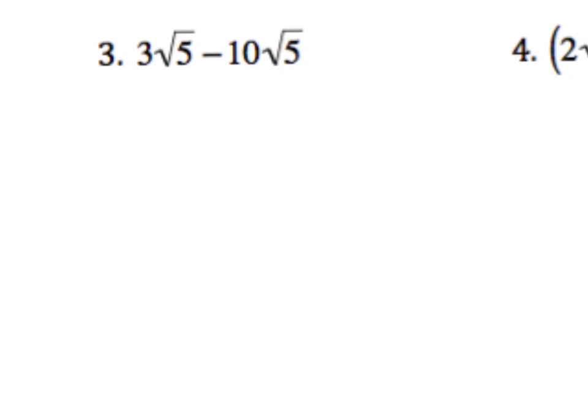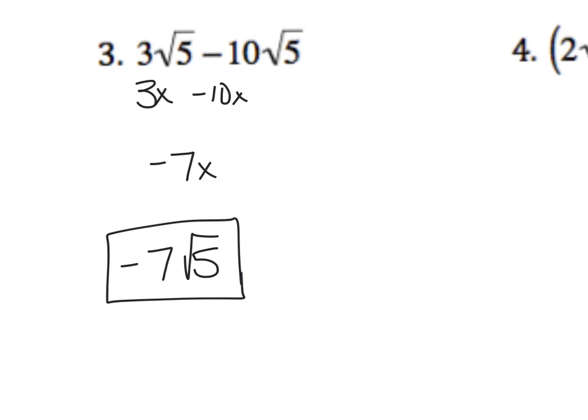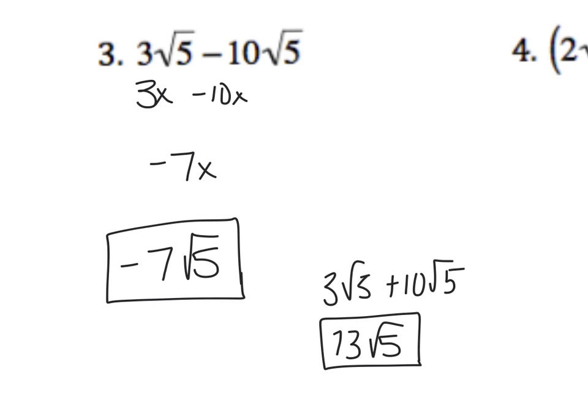Okay, number 3, when we're adding or subtracting radicals, all you do is act like it was variables. If it was 3x minus 10x, you're going to call this negative 7x. Well, if it's 3 radical 5 minus 10 radical 5, you're going to call it negative 7 radical 5. Nothing inside the root changes, okay? Even if it's addition, if this was 3 radical 5 plus 10 radical 5, it is not 13 radical 10. It's still 13 radical 5. Nothing changes inside the root, okay?